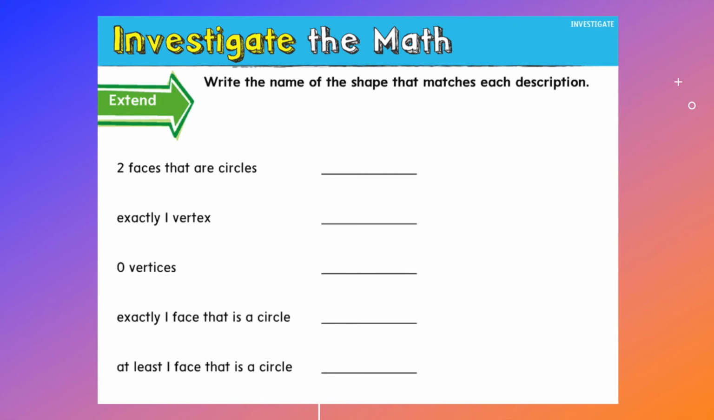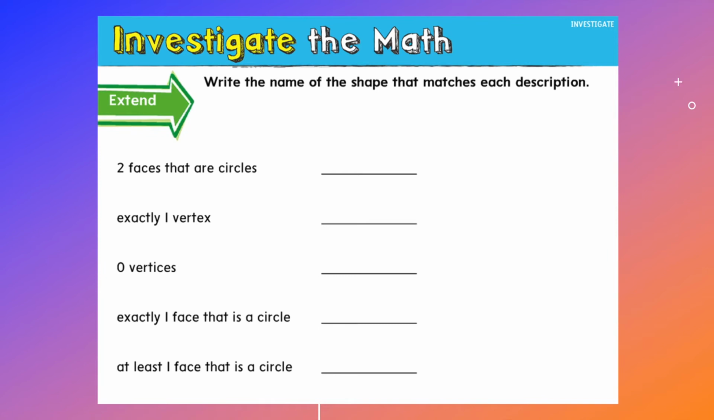We just learned that cylinders have two faces and no vertex. We learned that a cone has one face and one vertex. Let's look at these clues and try to write the number of the shape that matches each description.